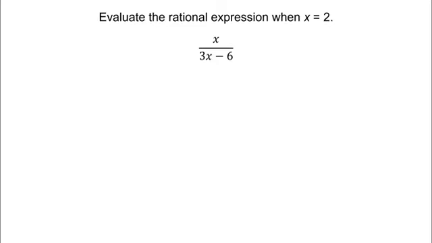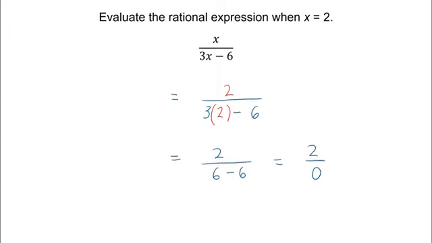Let's evaluate this rational expression when x is equal to 2. So we replace all the x's with 2's. And then we'll simplify using the order of operations. Simplifying gives us 2 divided by 0. This is a problem because division by 0 is not allowed. And recall that dividing by 0 gives us an expression that is undefined. So if there's a 0 under the line, then that expression is undefined.